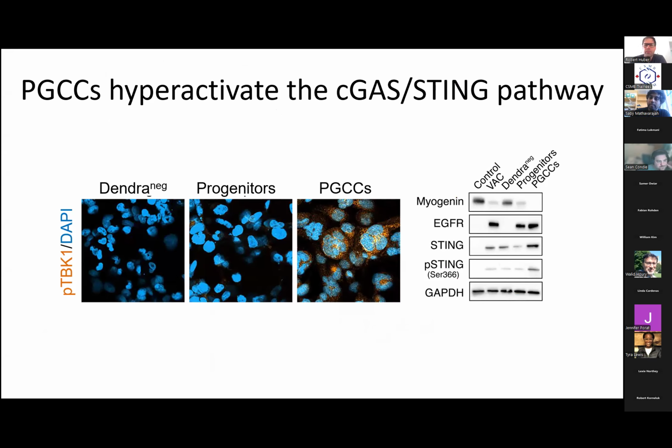And then if you look at some other downstream markers like TBK1, phospho-TBK1, you can see it's very enriched specifically in these giant cancer cells, PGCCs, after you isolate them. And then we've also now done Westerns. We're still in the process of repeating this and doing this properly, but you can see a really enriched signal for EGFR, which is a cancer stem cell marker, a reduction in myogenin, which is a differentiation marker, and STING and phospho-STING seem to be enriched in PGCCs after treatment, which does not seem to be the case as much for progenitor cells or Dendra-negative cells.